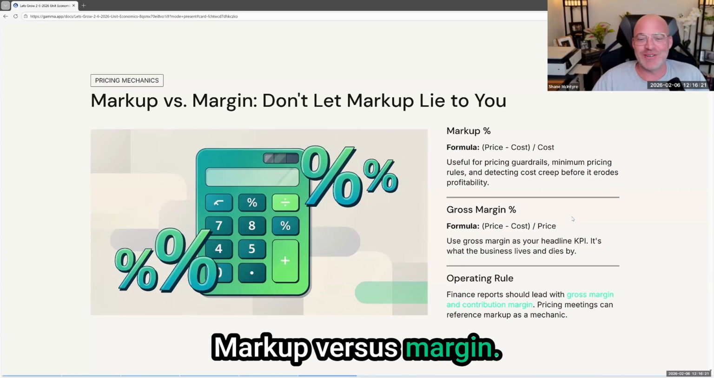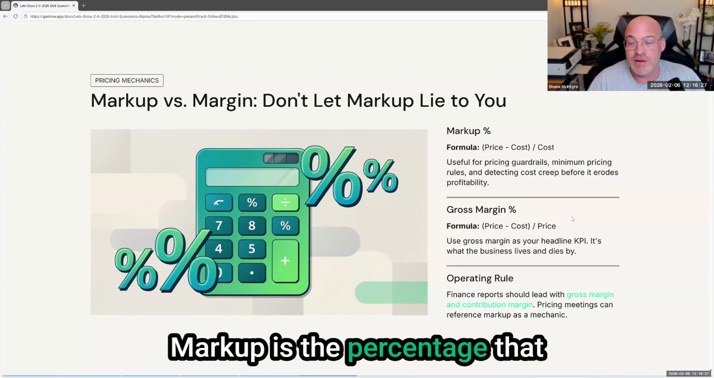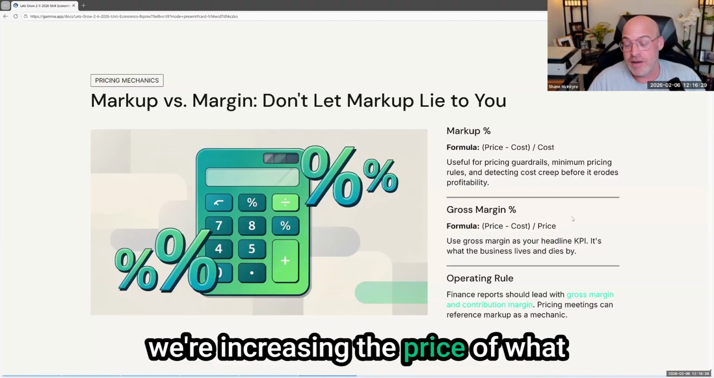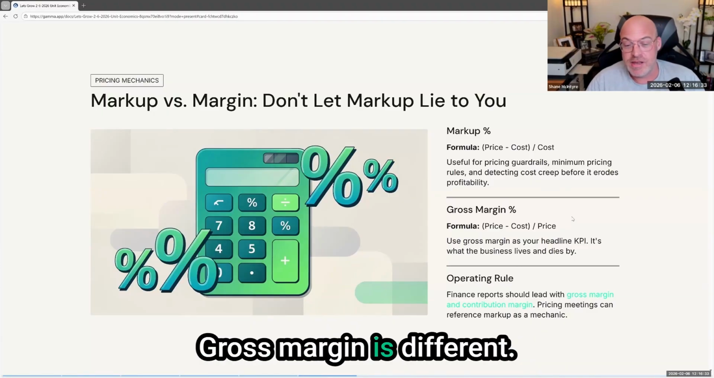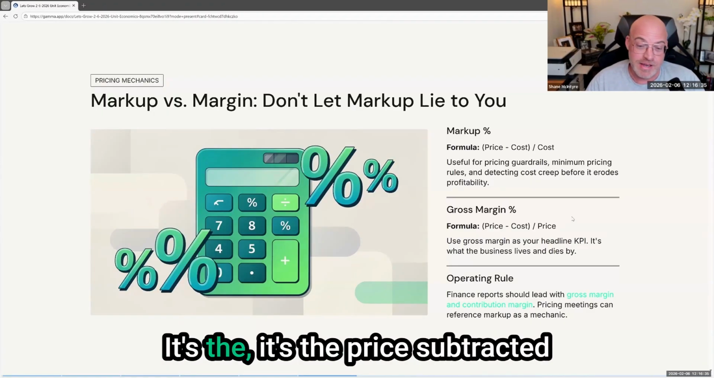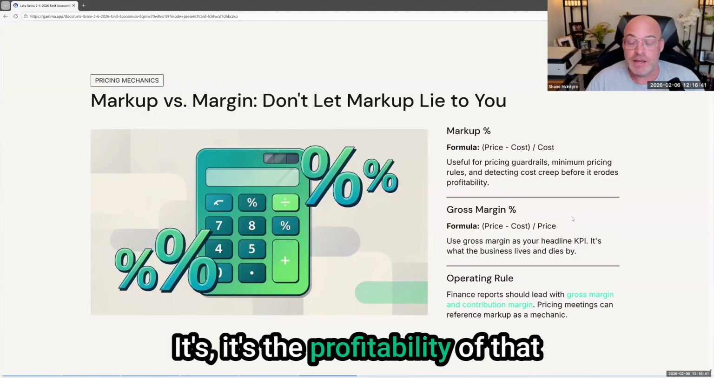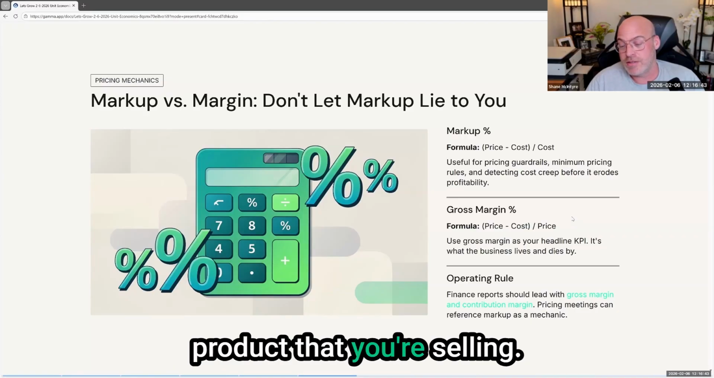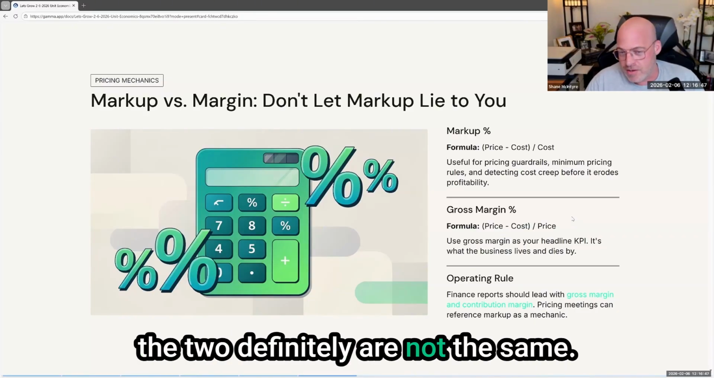Markup versus margin, two very, very different things. Markup is the percentage that we're increasing the price of what it costs to produce something. Gross margin is different. It's the price subtracted from the cost divided by the price, right? It's the profitability of that product that you're selling. And while the two are correlated, the two definitely are not the same.